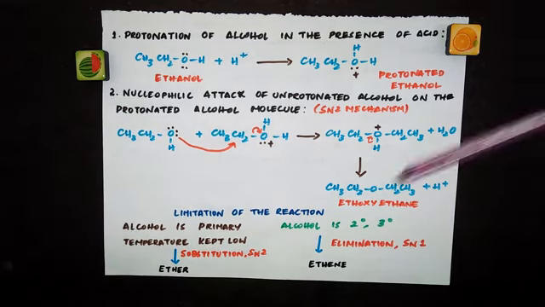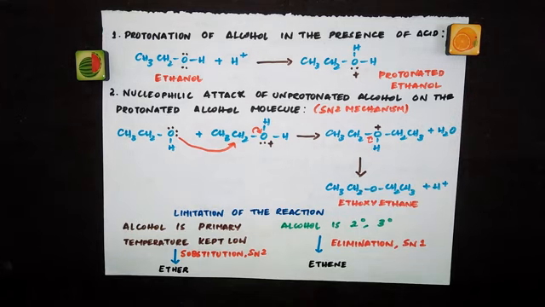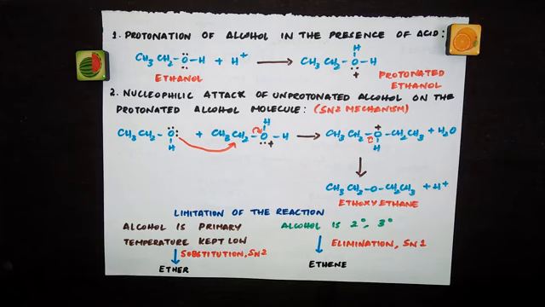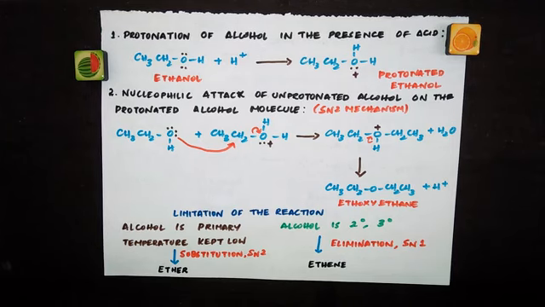This is what we are talking about when the alcohol is primary alcohol. Suppose if the alcohol is secondary or tertiary alcohol, here elimination competes over substitution and you get ethene. Alkene is formed. And remember that elimination follows SN1 mechanism. So remember, when the alcohol is primary and the temperature is kept low, you get ether because it follows substitution reaction SN2 mechanism.